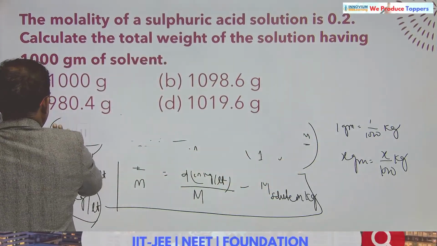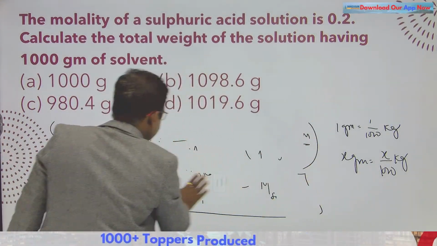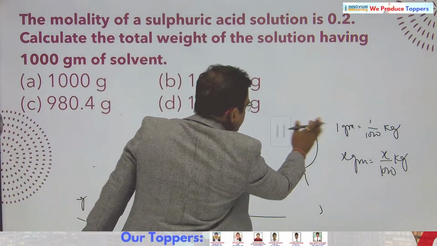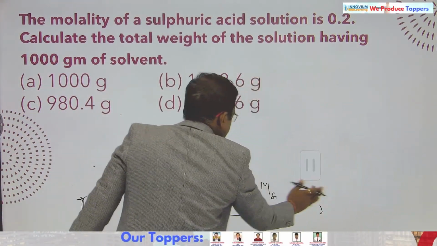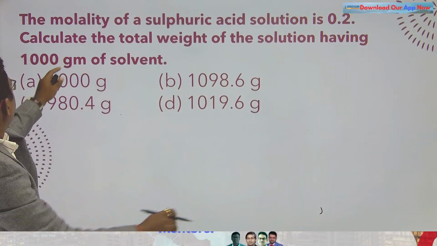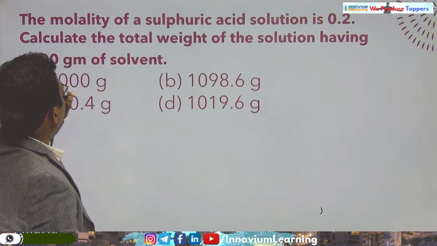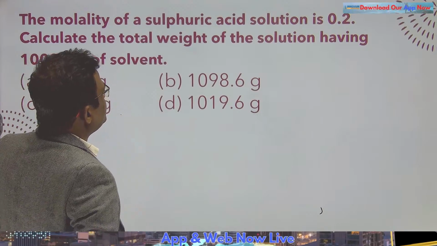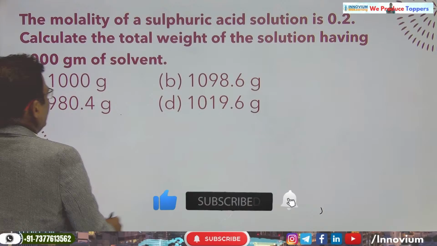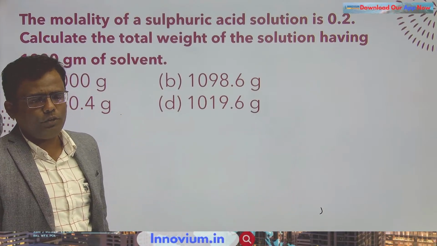So you see, what is given in this question? In this question it is given that the molality of sulfuric acid solution is 0.2. Calculate the total weight of the solution having 1000 gram of solvent. It is a very fundamental question based on the basic definition of molality, correct?